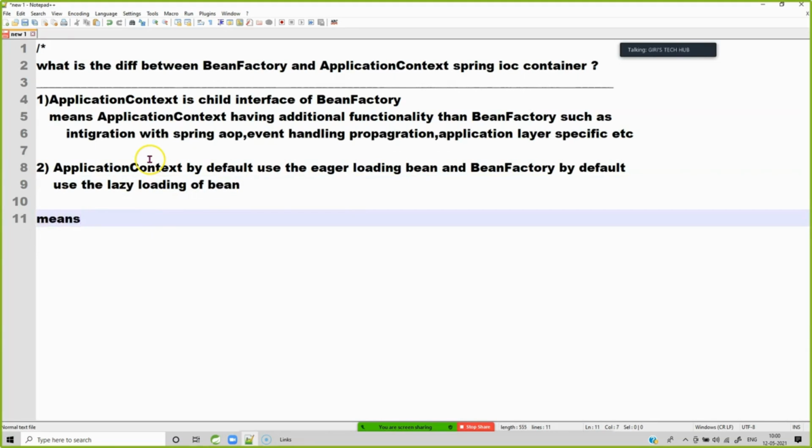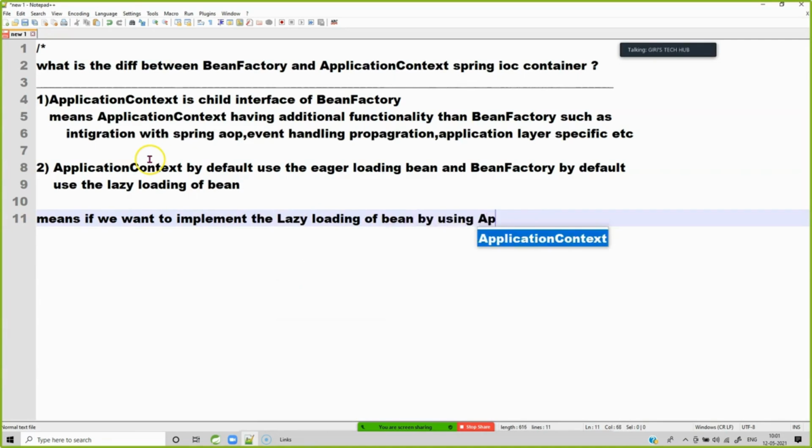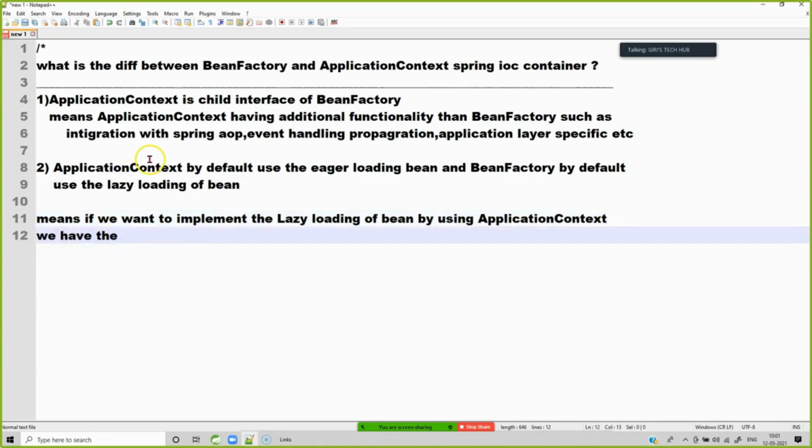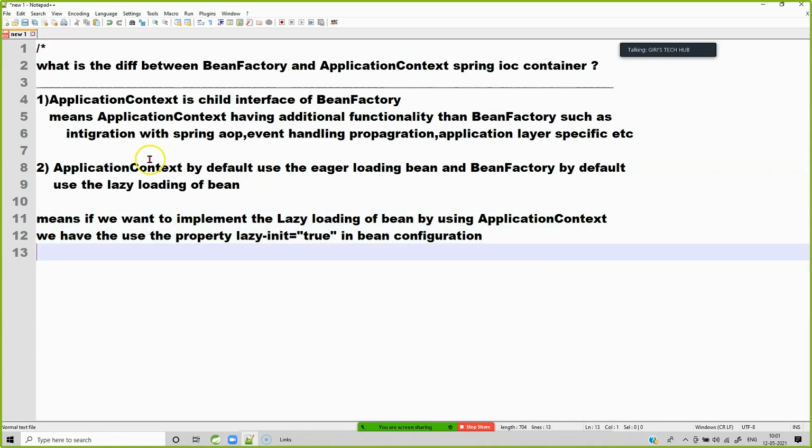Means if you want to implement the lazy loading of a bean by using application context, we have to use the property lazy-init equal to true in a bean configuration. Is it clear or not?